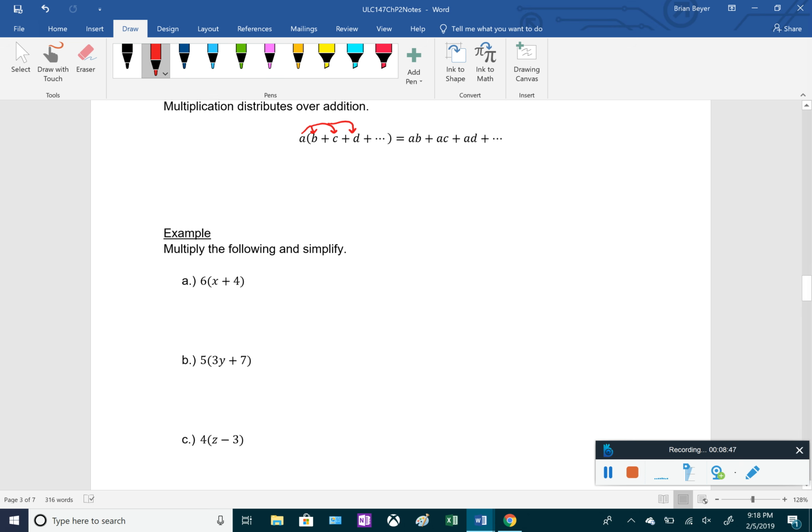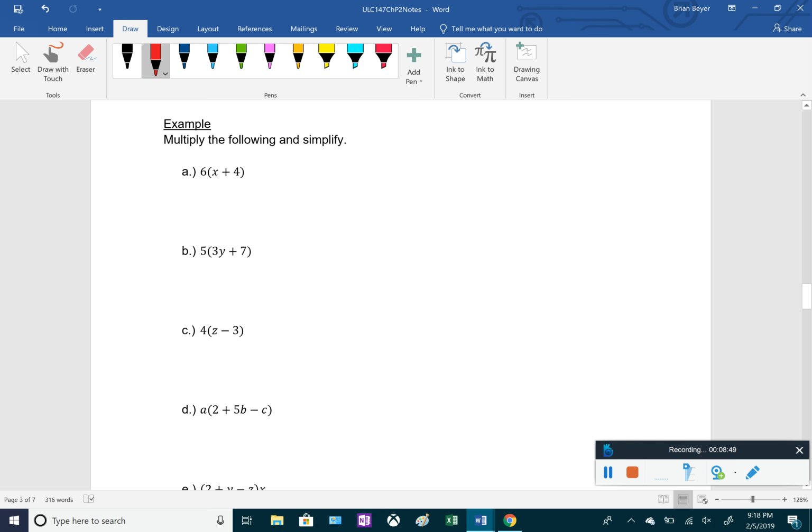Okay, so let's do some examples here. So let's multiply and simplify. So for the first one, we have 6 times x plus 4. So we're going to distribute the 6 to both of these terms. I'm going to draw some arrows just to help us see what we're doing. So it's going to be 6 times x plus 6 times 4. So that gives us 6x plus 24. And that's our simplified answer.